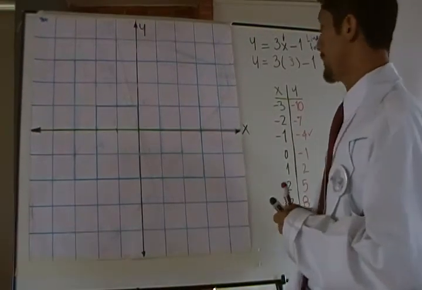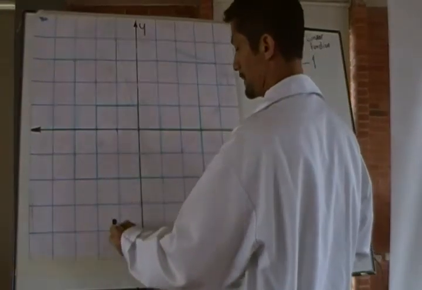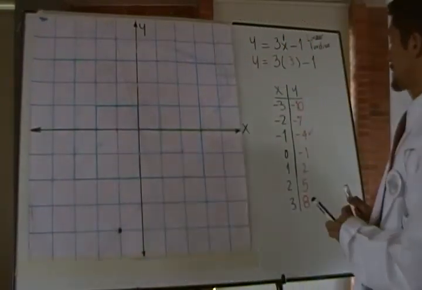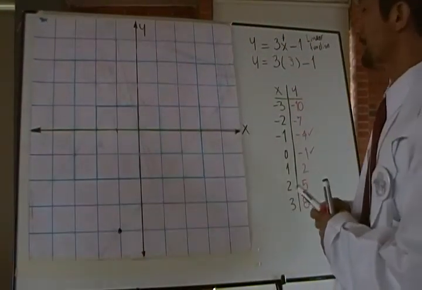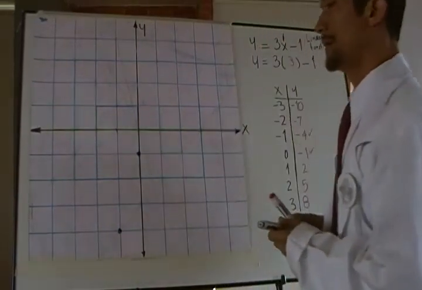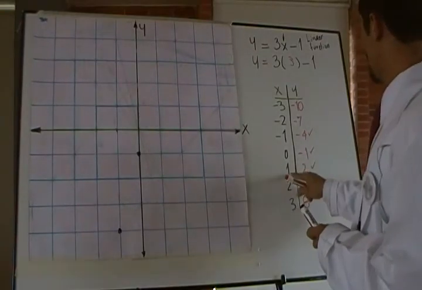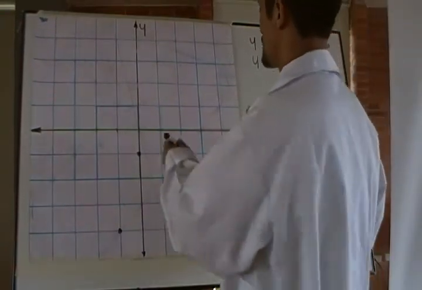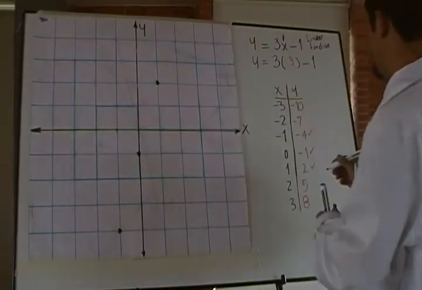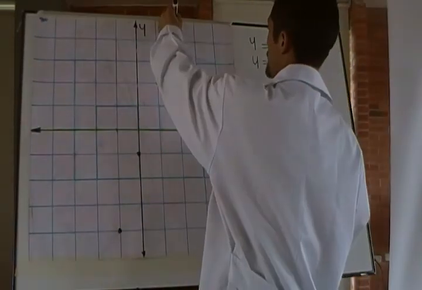-1, -4, I know it's on the third quadrant, so -1, -4, this point. Then 0, -1 is on the y-axis, it's not on any of the quadrants. 1, 2 is on the first quadrant, so 1, 2, then 2, 5, which is this one.